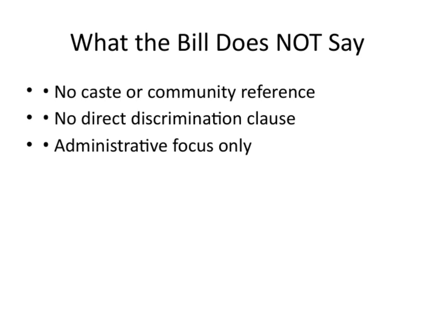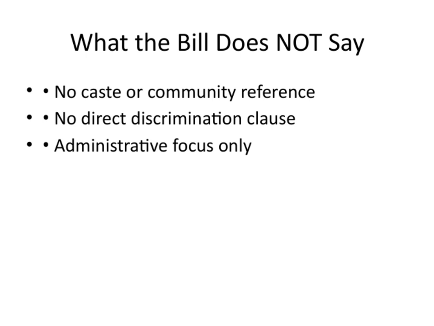So, moving on to what the bill does not specify, there are a few important points to keep in mind. First, it makes a clear point that there are no references to caste or community. That means the bill is designed to be neutral in that regard, avoiding any targeting or favoritism based on social groups.